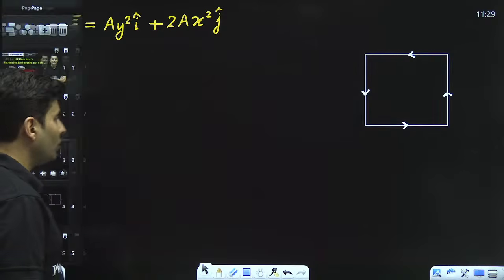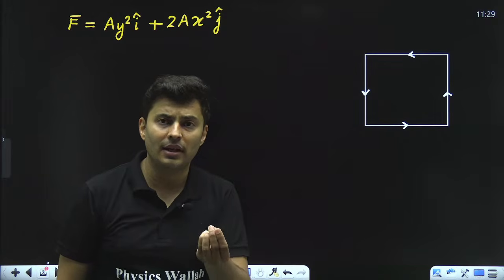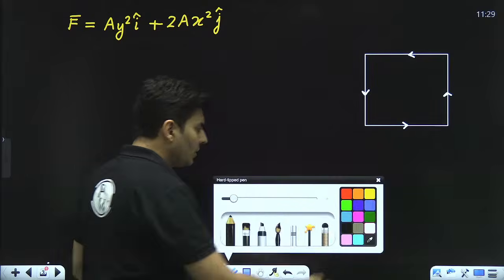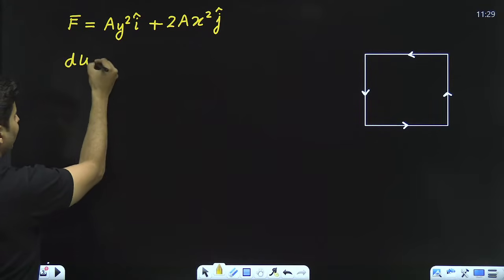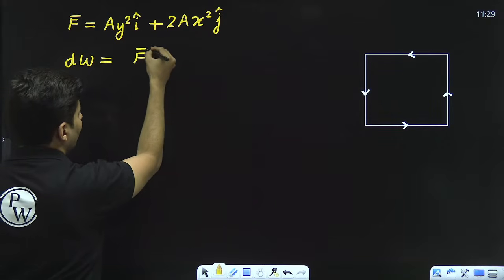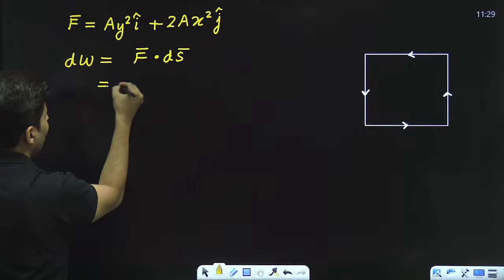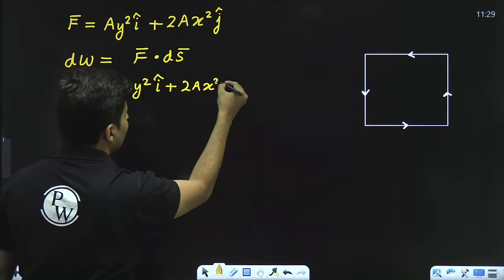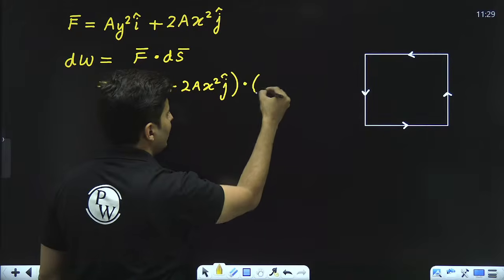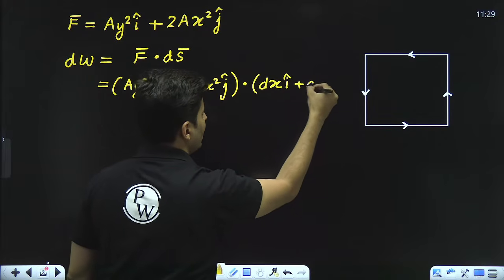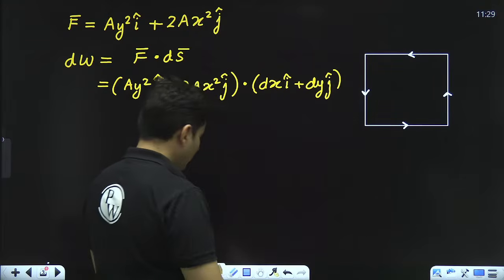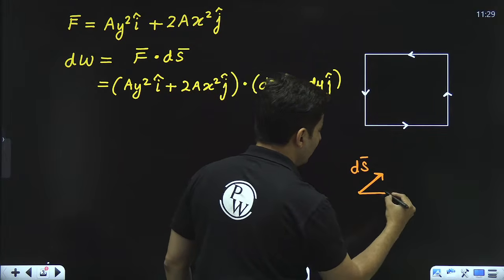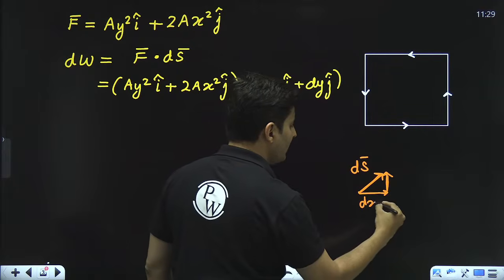The first thing that I'm going to do is try to get a generic expression of the work done, irrespective of which direction I am going. So if I calculate the small amount of work done for a small displacement, it will be nothing but F bar dot displacement. That F bar we already know is A y square i cap plus 2A x square j cap, and the small displacement that I do in 2 dimensions will be dx i cap plus dy j cap. So think about it. If I undergo any kind of small displacement ds bar, it will be something in x, something in y. So this will be dx, this will be dy.